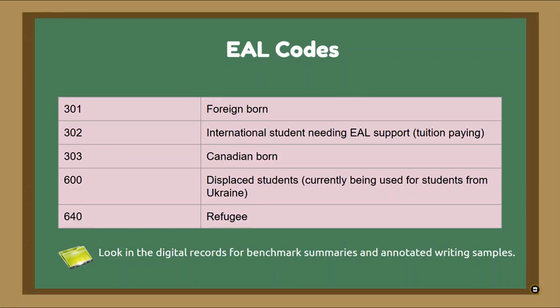These are the codes that you'll see for students for whom English is an additional language. In addition to the codes, when you look in the digital records, you should find, for students who were here last year that had an EAL code, benchmark summaries and annotated writing samples to go along with those. Looking at these documents will give you an idea of where to start when planning instruction for these students.